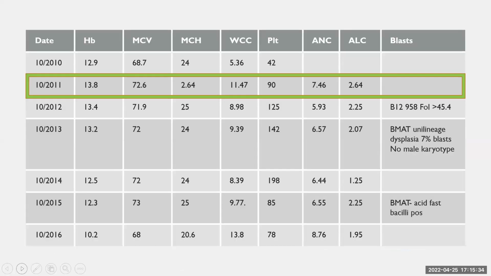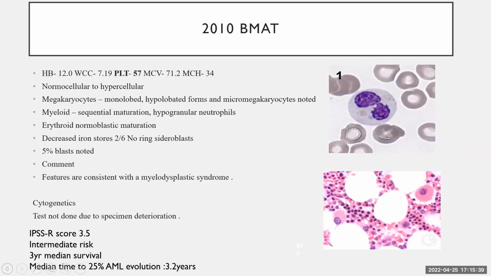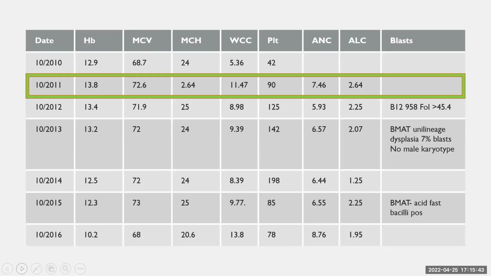So on the side, we've got pictures depicting the hyperlobated forms and also monolobed megakaryocytes. Next slide, please. So upon monitoring the patient in 2011, his platelet count went up due to the start of his decitabine, which was approved for him. So he was started on decitabine, and his platelet count started to increase from about 42 average in 2010 to about 90 in 2011. Next slide, please.